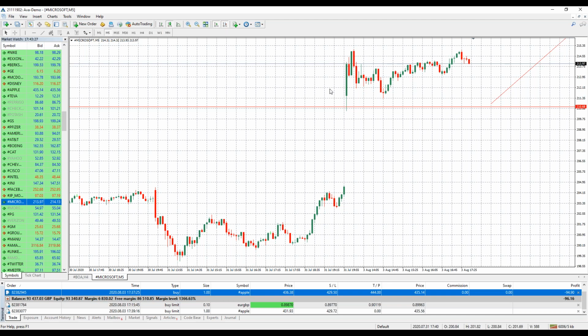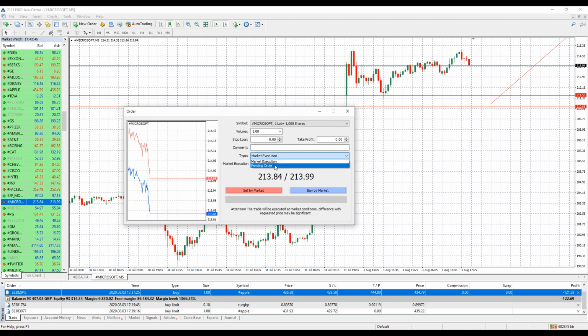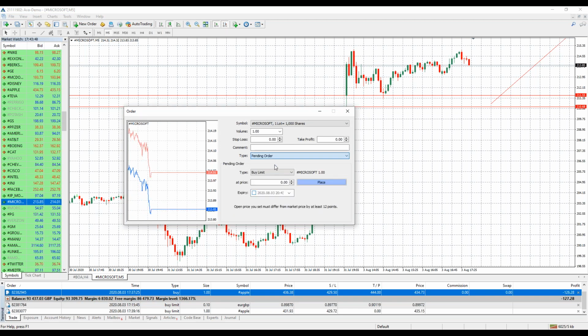So maybe you diversify here and you say, okay, I'm buying early on Apple, and with Microsoft, I won't buy unless it comes down to this support level. So then maybe we do only a pending order with Microsoft, going in the direction of the fundamental news. In this example, pending order, buy limit from somewhere near this support, which is close to the opening price. So 211.55, let's say.